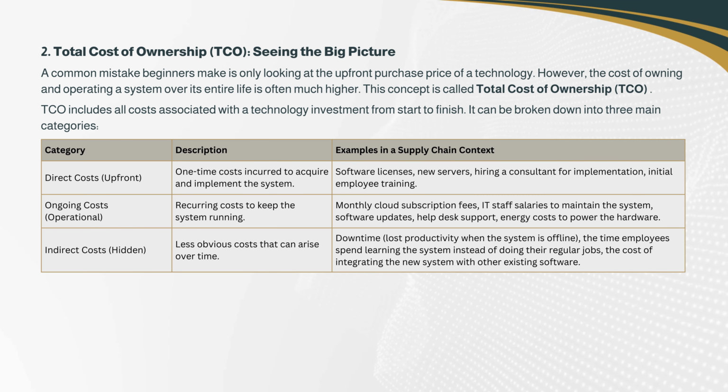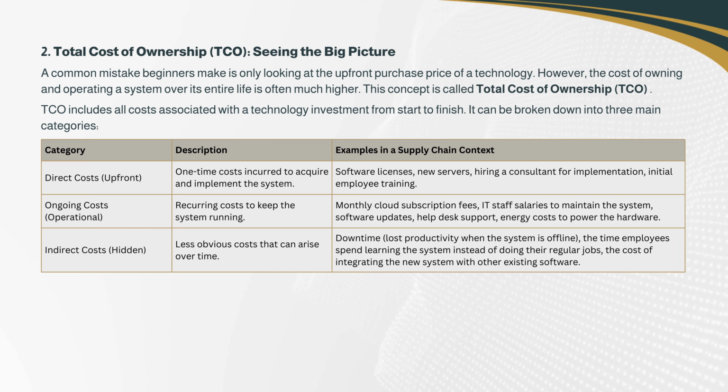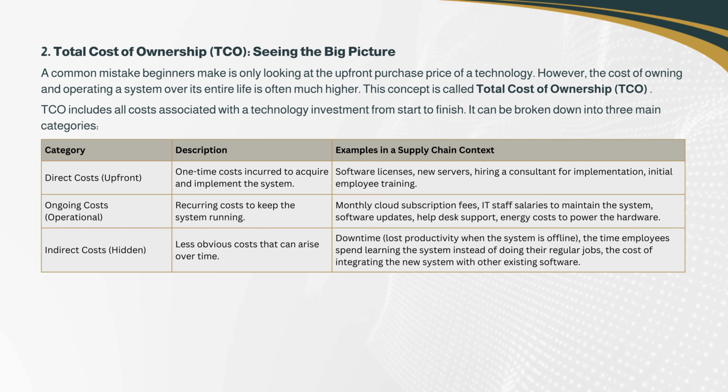Category: direct costs, upfront. Description: one-time costs incurred to acquire and implement the system. Examples in a supply chain context: software licenses, new servers, hiring a consultant for implementation, initial employee training.